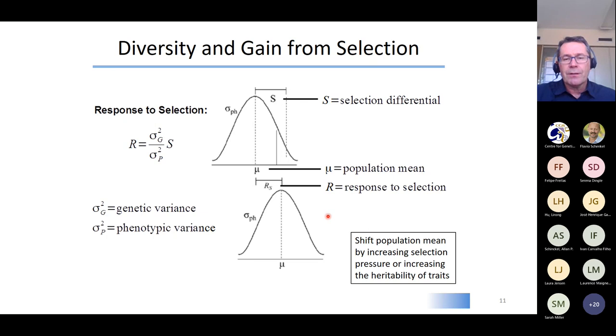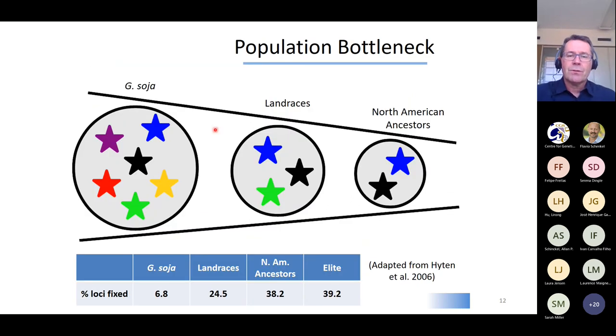So how can this be managed? One way is to increase the selection intensity, which could shift the mean a little bit further than otherwise, and another is to increase the heritability of the traits you are working with. This leads me to the concept of population bottleneck. We're concerned that from the time when Glycine soja was a wild plant that was discovered by Chinese farmers, who then made selections and started selecting the best looking plants, that led to the domestication of soybean as we know it.